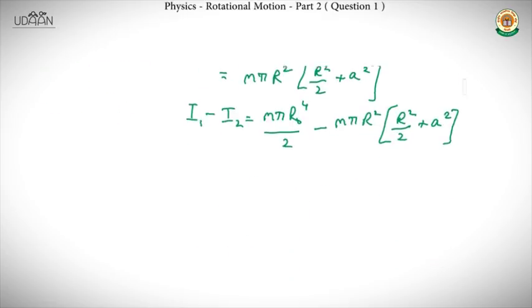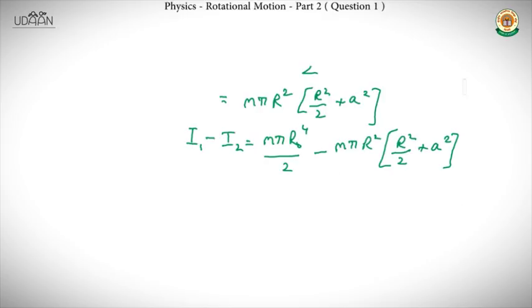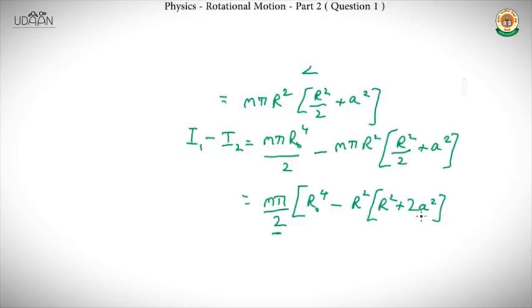Now what we are left with is a very simple linear equation, and our answer is ready. So here we'll write it down as m pi. Let's take m pi by 2 out as something common and write it down as r naught raised to 4 minus r square into r square plus 2a square. Here you can see that I've taken the 2 outside, so that's why I got the 2 on the inner side. This will give us the final answer for the moment of inertia of that body through an axis passing through its center of mass. A very simple question, a very basic question.